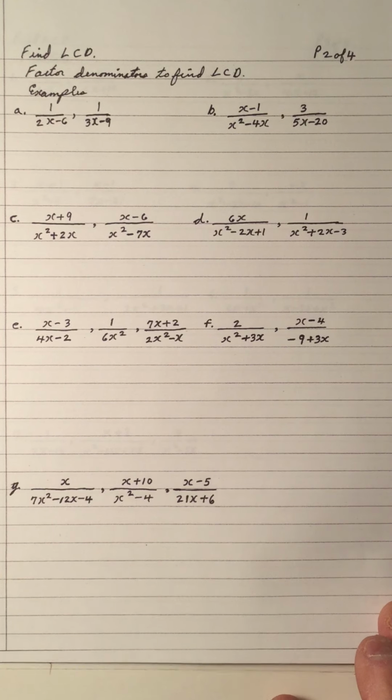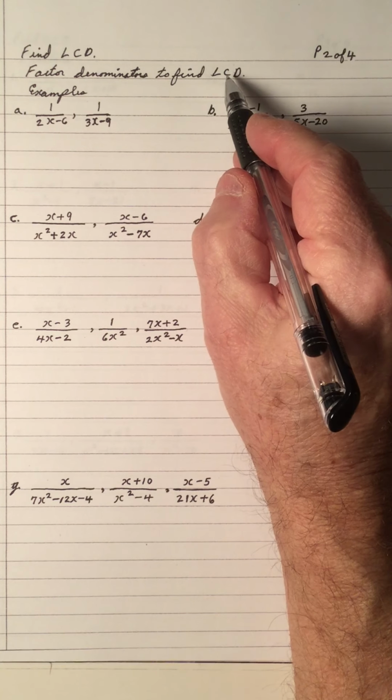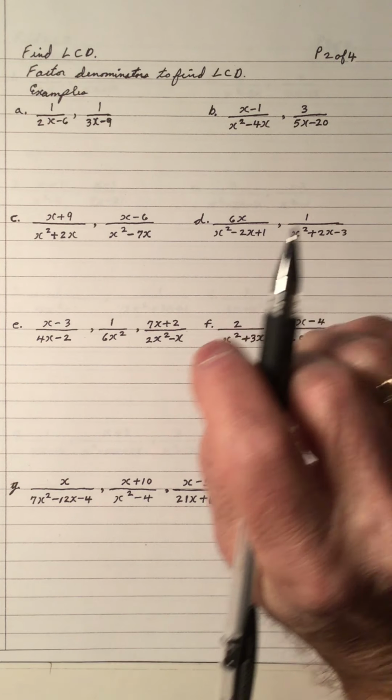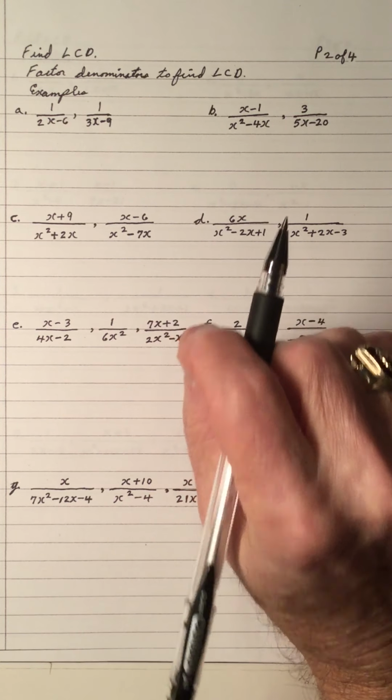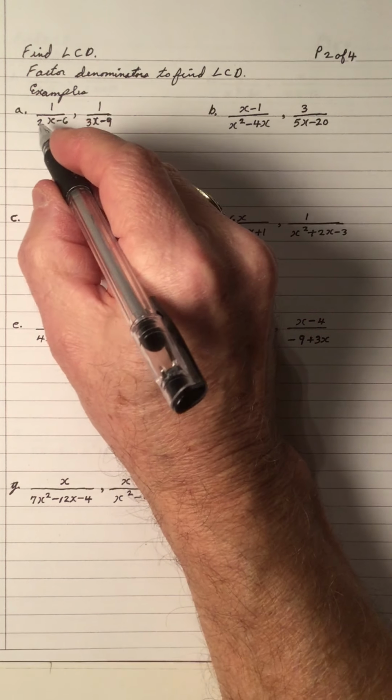Find the LCD. Factor the denominator to find the LCD. If the denominator is not factored, you have to factor each denominator in order to pick out the LCD easier. Let's do some examples. A.